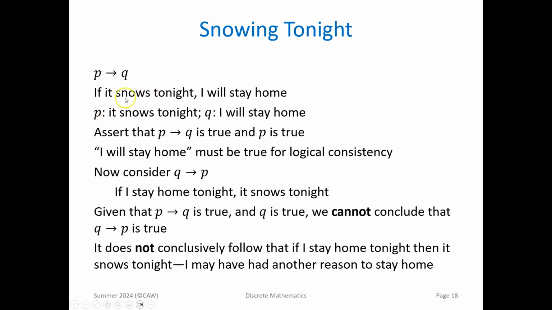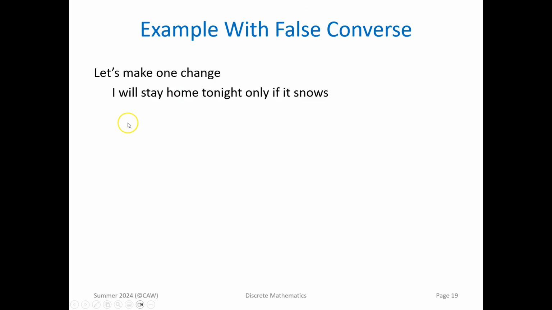I can assert that if it snows tonight, I will stay home. But if I assert that I will stay home, along with if it snows tonight, I will stay home, I cannot assert the converse. I cannot assert that I will stay home, then it snows tonight. We want that independence. We can break the independence by making one change. Let's write, I will stay home tonight only if it snows. So this is a way in the English language to break the independence.